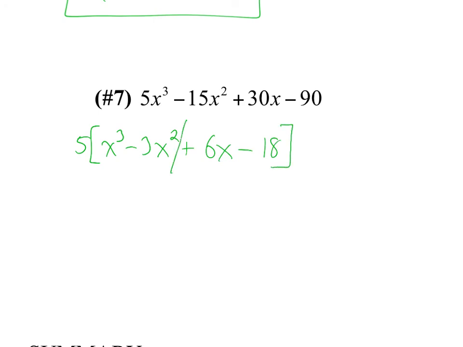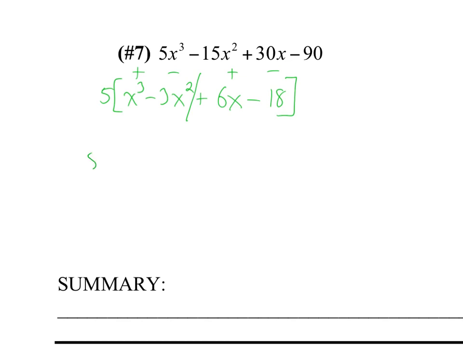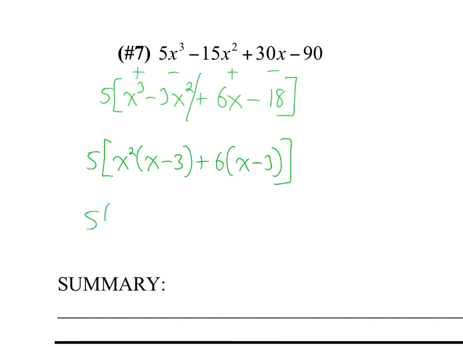Do our split, check our signs. These are positive and negative. Oops. And positive and negative, which means they are matching, which is good. 5 times square bracket. We have x squared we can pull out of here. Then we have x minus 3. And put a plus because the signs match. We can pull out a 6. Then we have x minus 3. Now we can get rid of our square brackets. We're going to have 5 times x minus 3 and x squared plus 6. And there's our final answer.